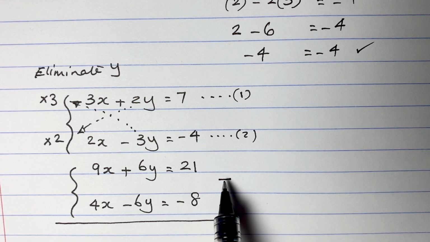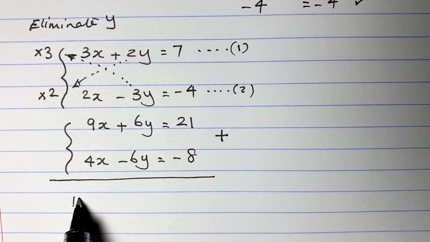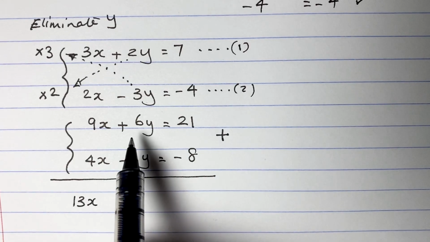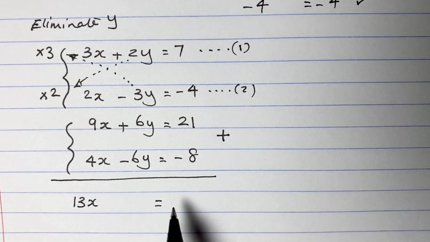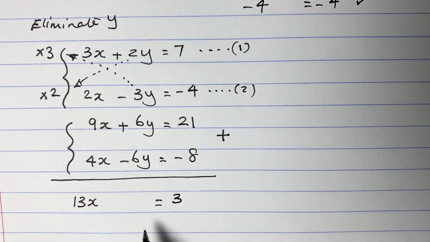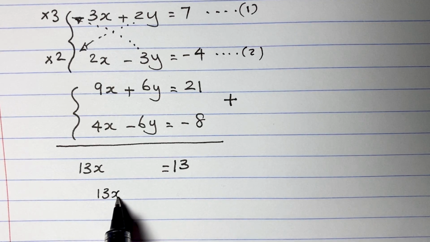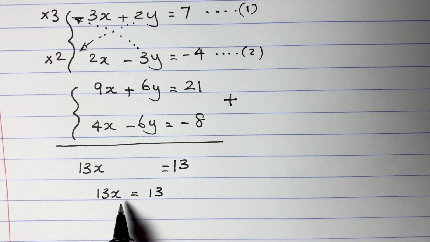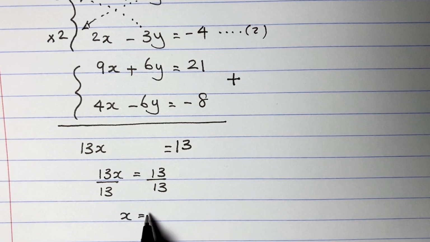So let's add. 9x add 4x, that's 13x. Plus 6y minus 6y, no y. 21 take away 8 is 13. Sorry. Divide both sides by 13. x equals 1.